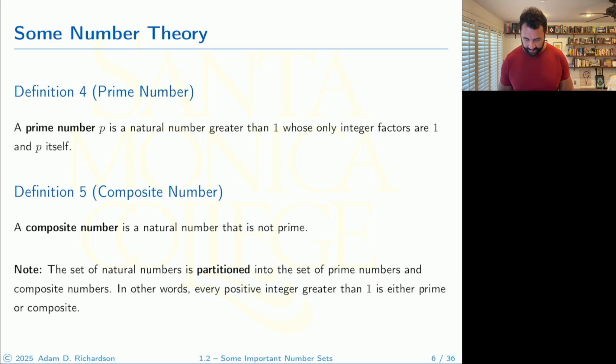One of the interesting things is that the set of natural numbers, and by extension the integers, is partitioned into the set of primes and the set of composite numbers. So if you've got a natural number, it's either prime or it's composite. That's what I mean. The prime numbers partition the natural numbers into two sets, the prime numbers and the not prime numbers.